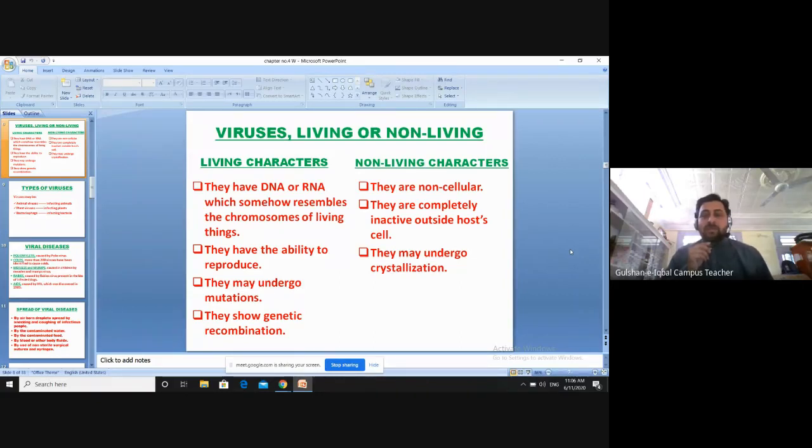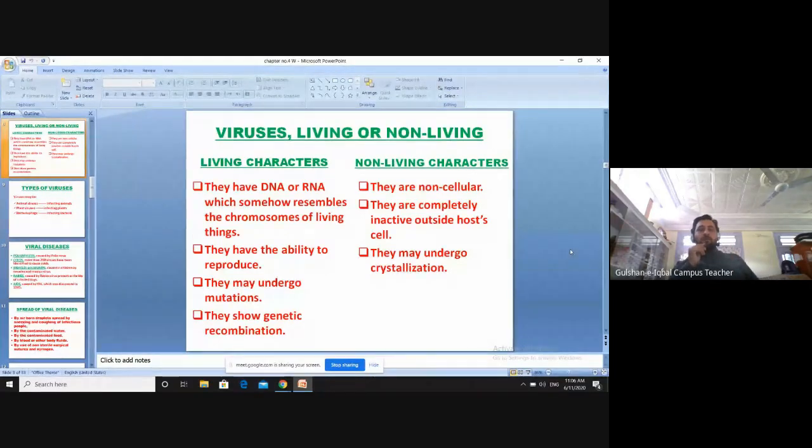Number three, they may undergo crystallization. Crystals can be formed. They are particles, so they can be divided, further classified, and further crystallized. Living things cannot be crystallized. Only non-living things can be crystallized. We can make crystals, geometrical shapes, from non-living things. We cannot make geometrical shapes from living things. So these are the properties on the basis of which we say that viruses are non-living things.